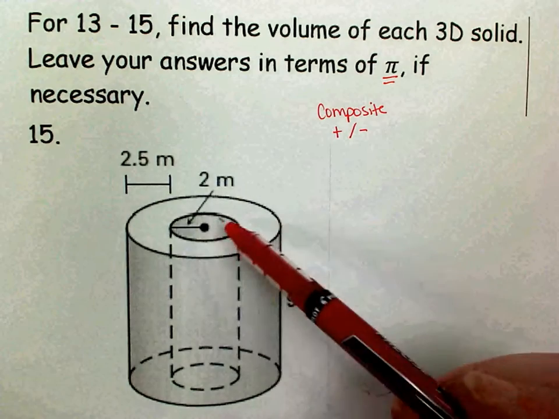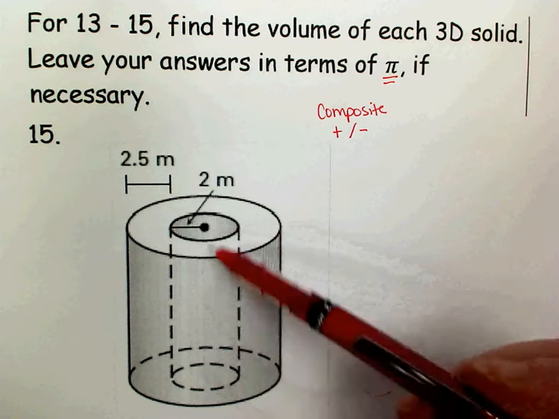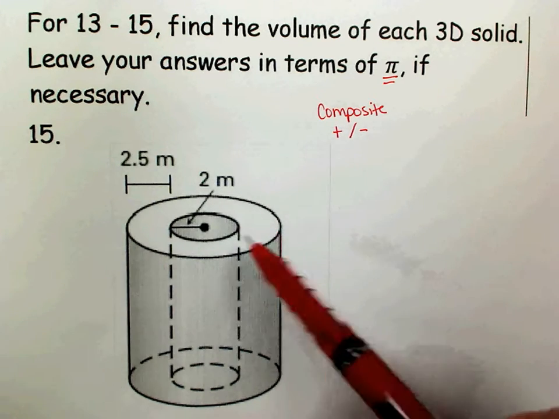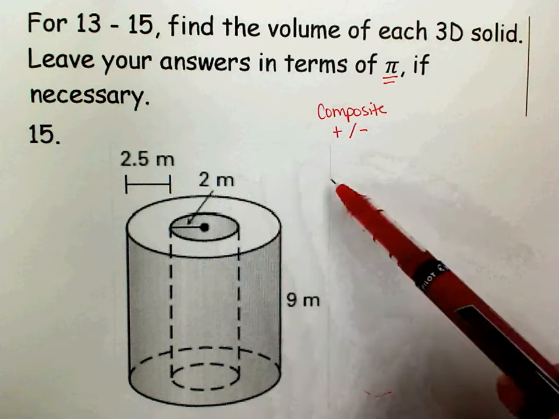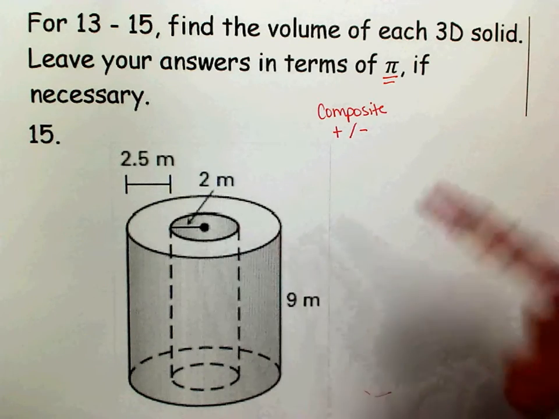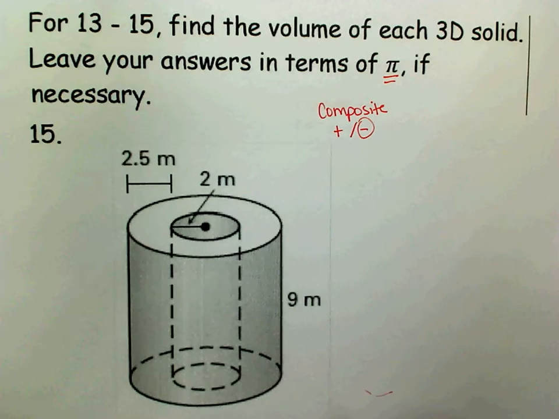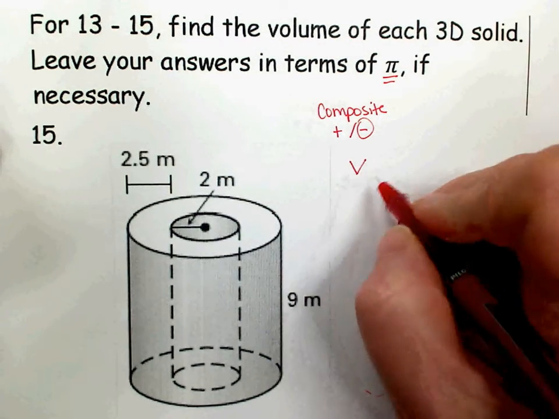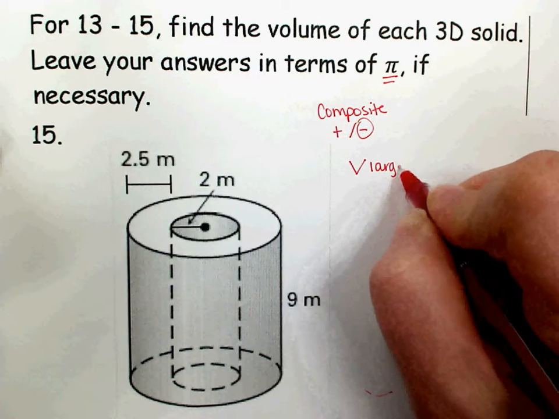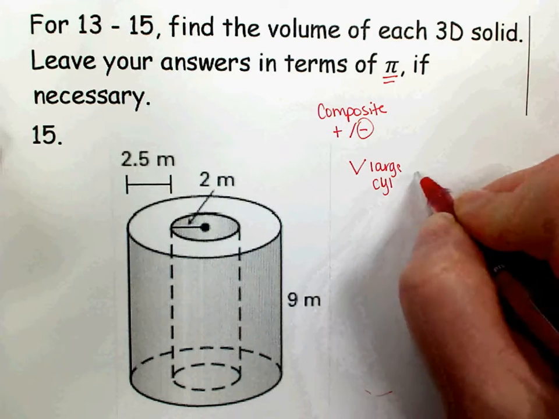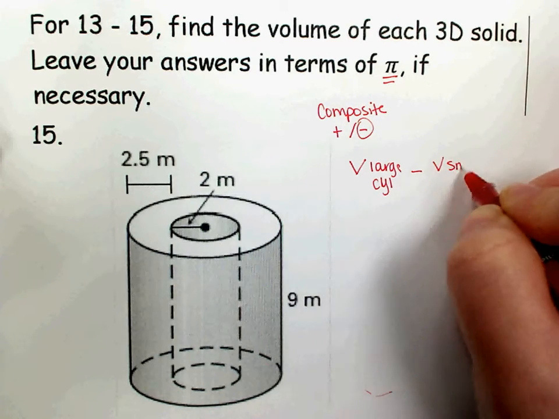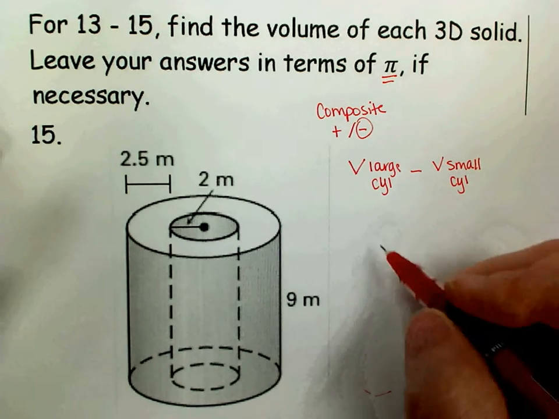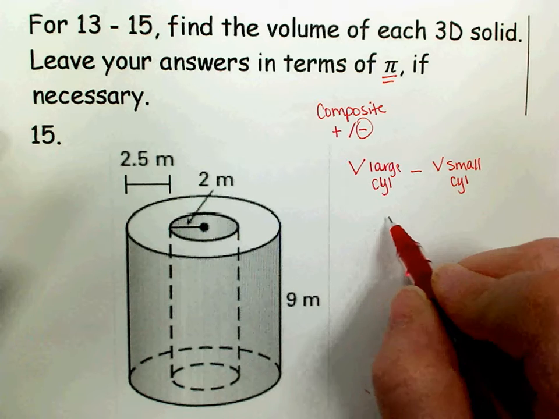Well, in our case, we have a cylinder on the inside of another cylinder, and so that is going to be a subtraction problem. This inside cylinder is being removed from the larger cylinder. So we're going to be using subtraction. We're going to have to find the volume of the large cylinder and subtract the volume of the smaller cylinder from that. So just like in number 13, we talked about how to find the volume of a cylinder.